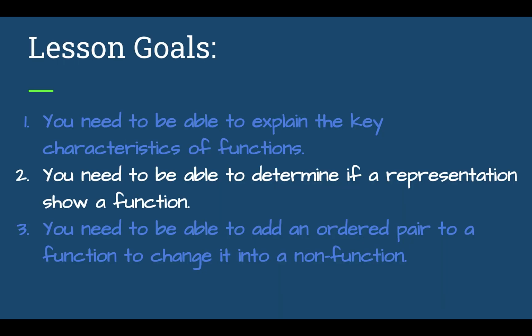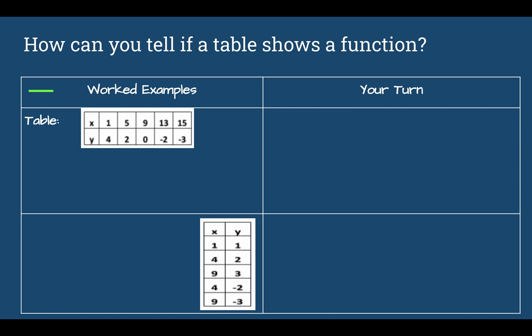Our next goal for this lesson is to be able to determine if a relation shows a function. We're going to be looking at a couple different ways that you might see it and how you can tell if it's a function. So again, we're going to be looking to see if each input only has one output. So first, let's look at a table. How can we tell if a table shows a function?